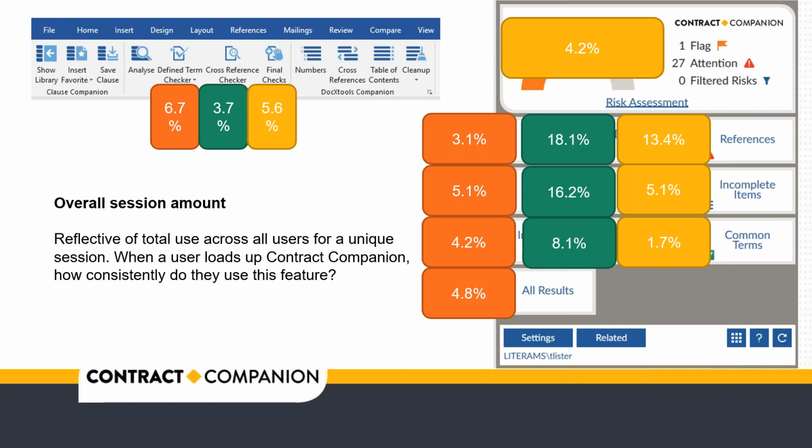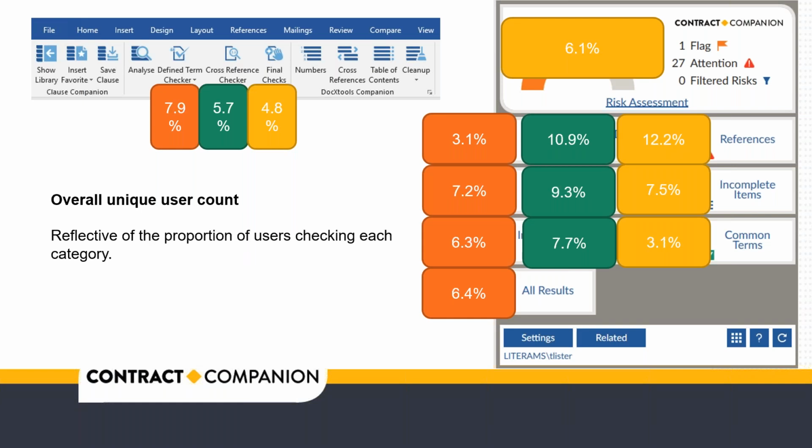So in a particular session, when a user loads up Contract Companion, we want to know how consistently they use certain features. So not overall, because somebody might, for instance, just open up the product and only use one feature. And that's what sessions sort of tends to track. The numbers don't vary too much, but there is a little variation, and we can do some interesting analysis on that later. And then there's user count.